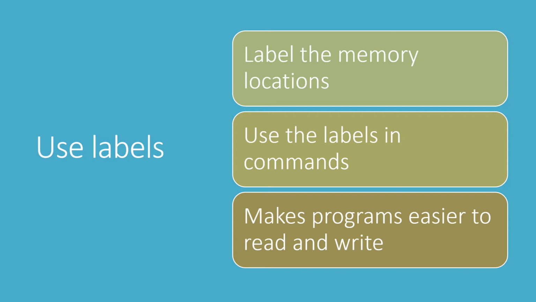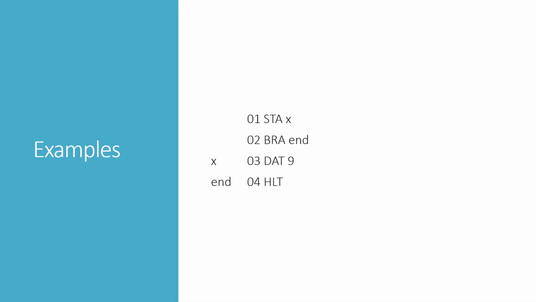We can add labels to our programs to label these memory locations, and then we can use the labels instead of numbers in our commands. This makes the programs easier to read and write. So let's have a quick look at an example. Here's the same program, but two of the memory locations have been labelled. Location 3 has been given the label X, and the final line, line 4, has been given the label end.